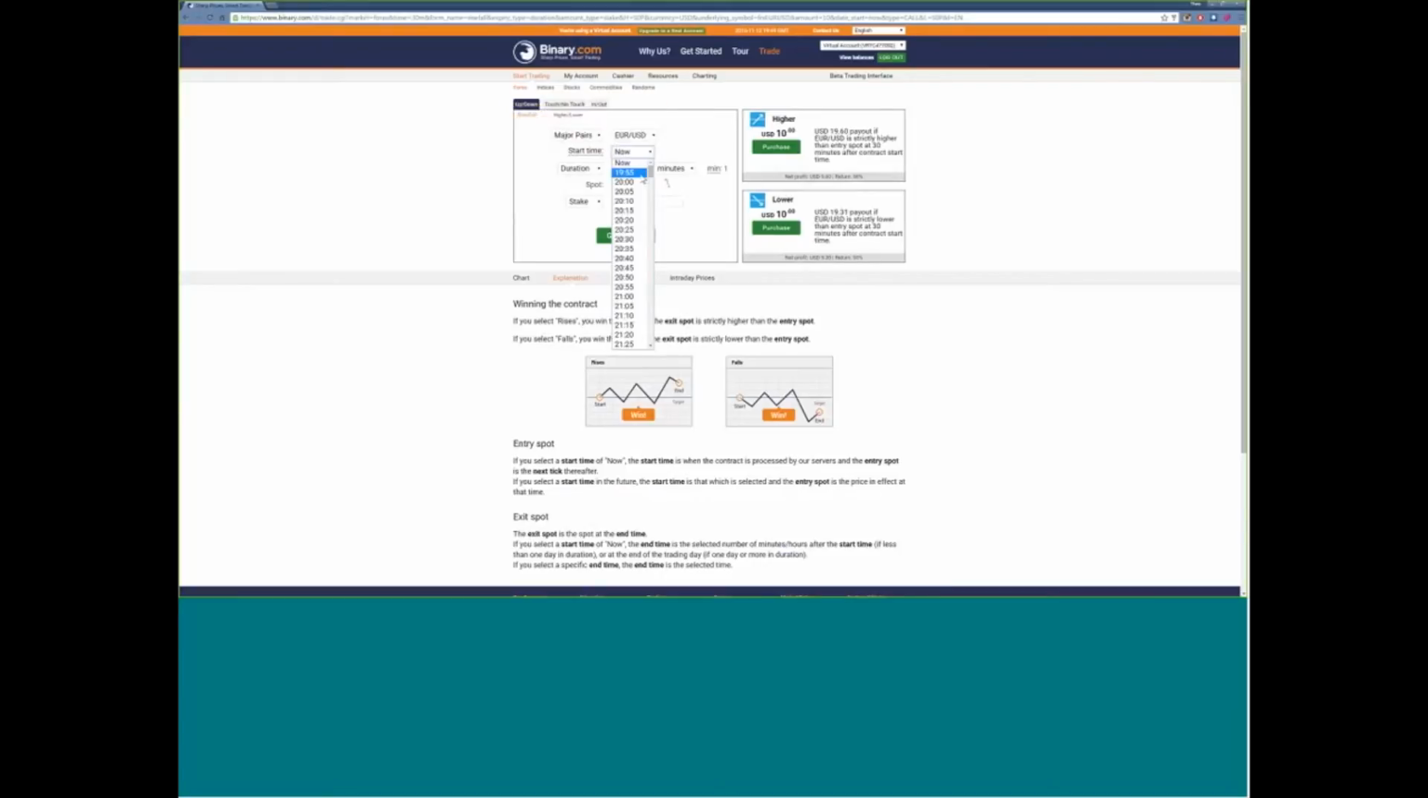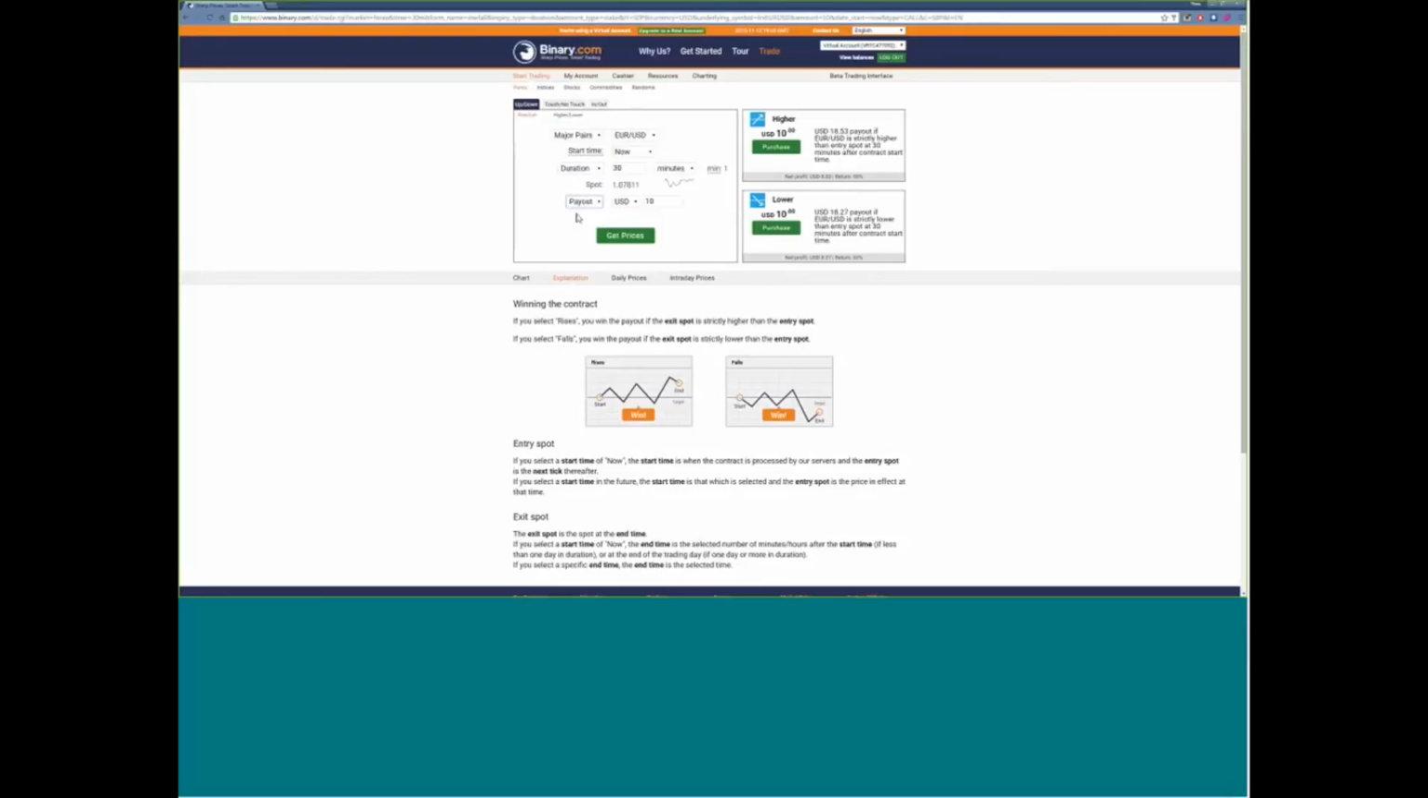Start time, you can set it in the future or now. I've never used anything other than now, because it's kind of the now that I'm looking for. And the duration or end time, once again, I only ever use duration, and that's depending on the chart that I'm looking at. The payout or stake option.